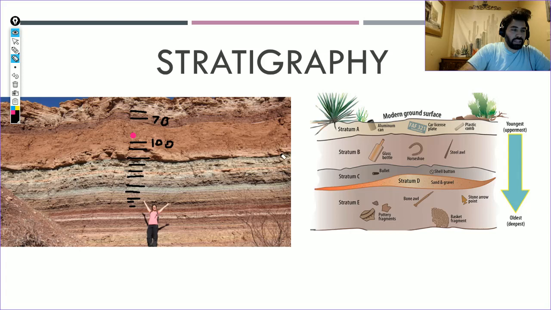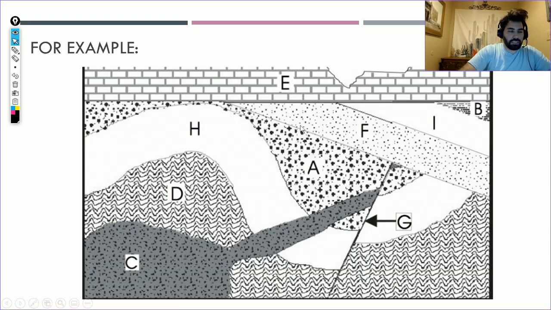Now, when paleontologists go out and study these things, it's not always as straightforward as that. Sometimes it'll look like this. Sometimes the rock layers will look like this. And this is actually a majority of the time, the rock layers may look like this. So how are they supposed to figure out which fossil is older now?